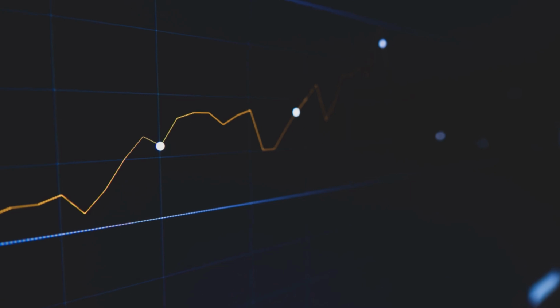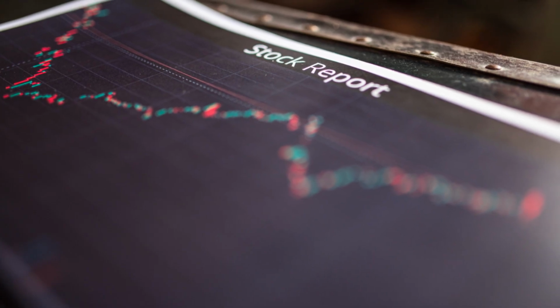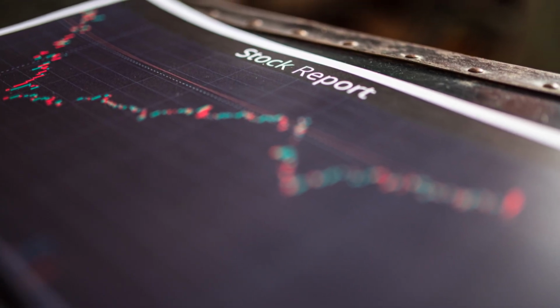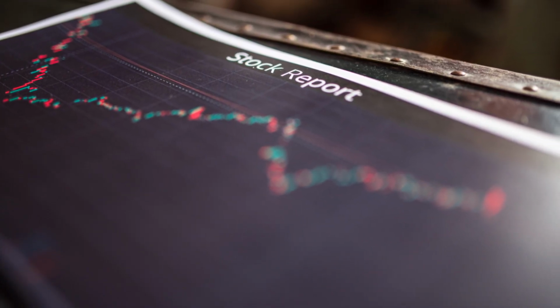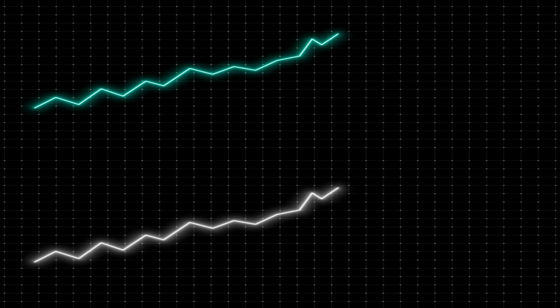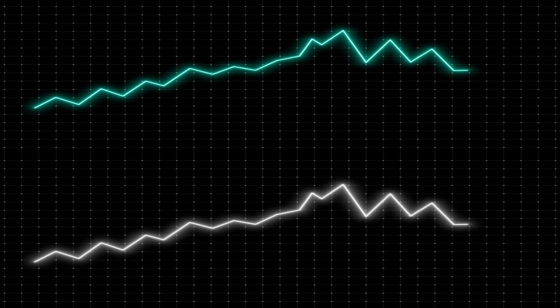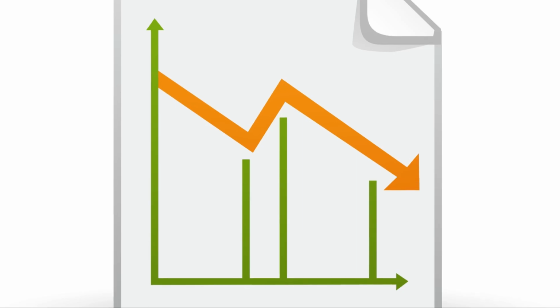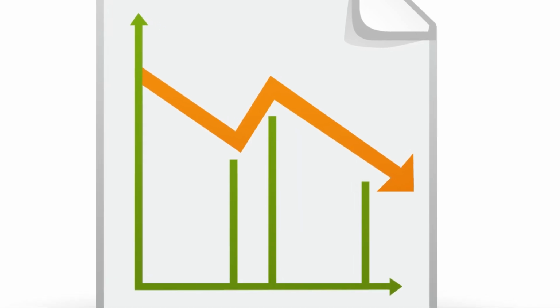Let's start with the triple top. Picture this: the price of an asset climbs to a certain level, pulls back slightly, then rallies back up to that same level again. It tries to break through this resistance level a third time but fails, creating three peaks at roughly the same price point. This, my friends, is a classic triple top pattern.